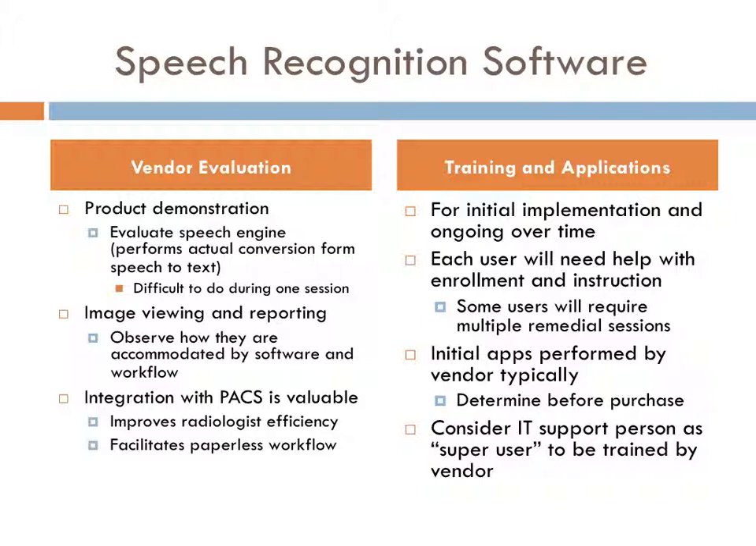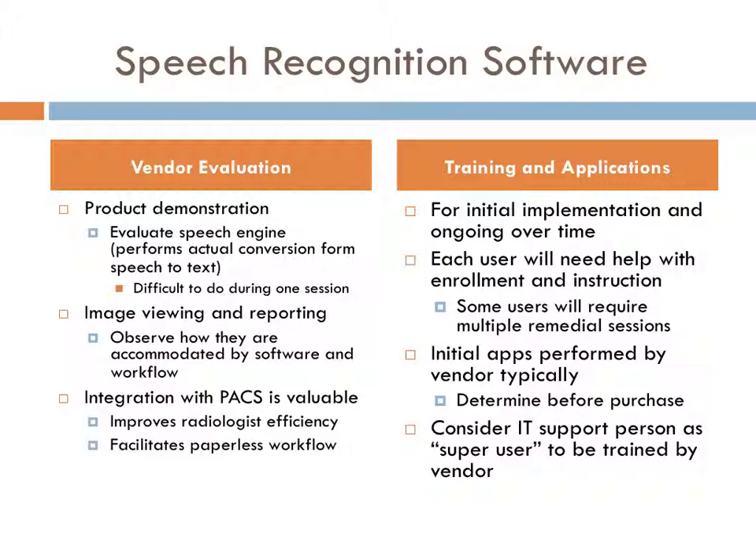So then we're on to the training and applications once you have chosen your vendor. The training is for initial implementation, but also should be ongoing over time. Each user will need help with enrollment and instruction, and just know that some users will learn better and faster, or learn in a different way than other users do. So it may require multiple continuous sessions. The initial applications are typically performed by the vendor, and you want to have this carved out before the purchase actually takes place. So you want to ask when the applications are going to be performed and by whom.